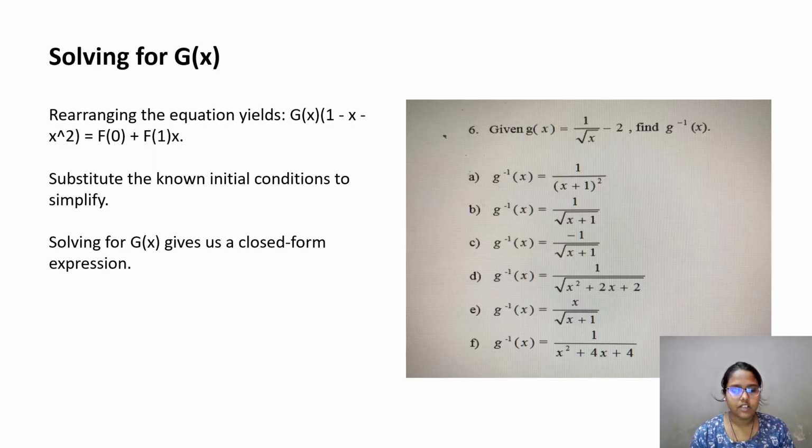Solving for G of x, rearranging the equation: G of x times 1 minus x minus x squared is equal to F of 0 plus F of 1 x. Substituting the known initial conditions and simplifying, solving for G of x gives us a closed form expression.